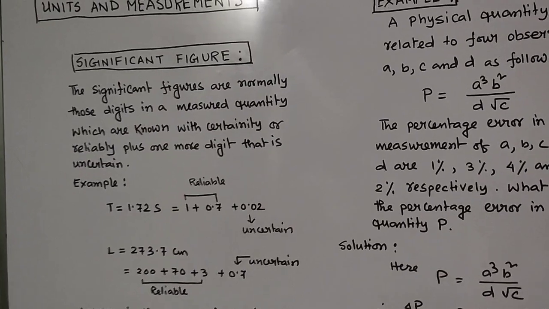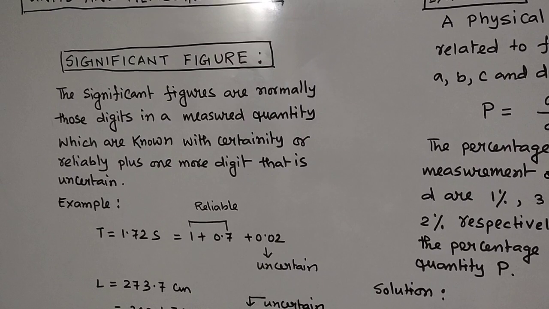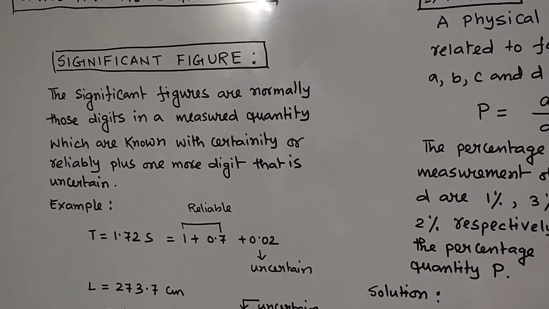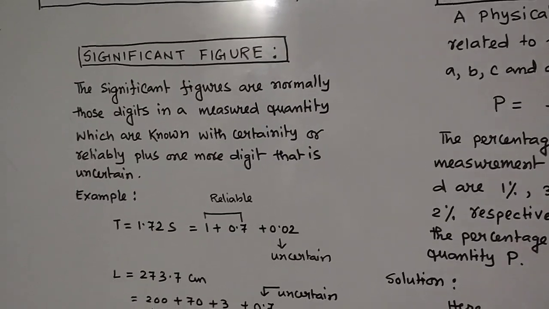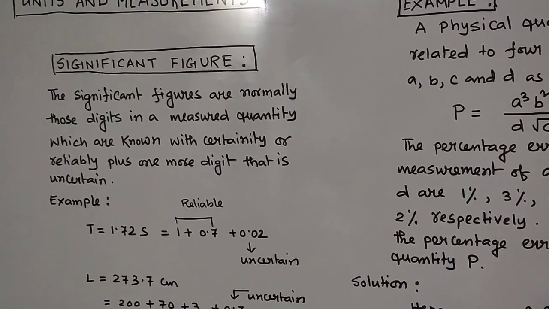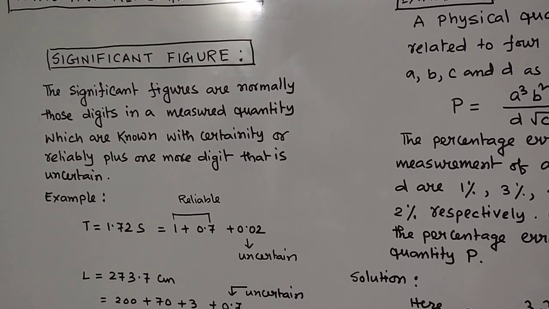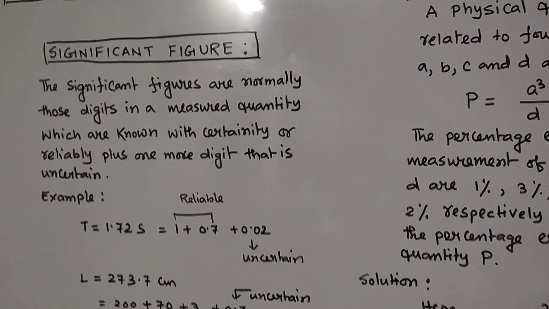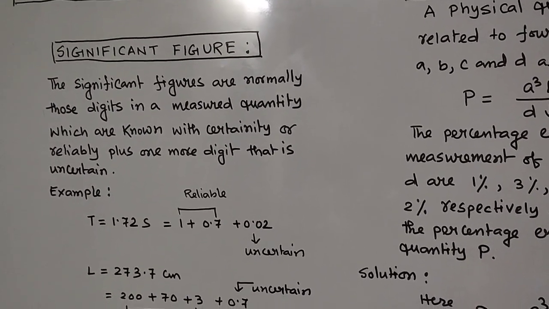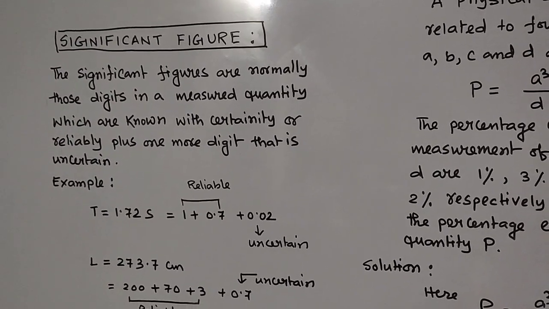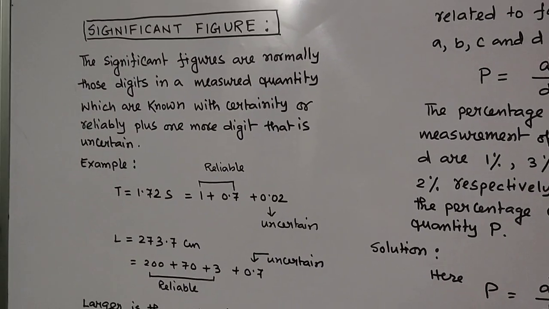Now the next topic we are going to discuss is significant figures. Already you have gone through this topic in chemistry class, so we are trying to brief it. Now it's very simple. So let me read out what we have written. The significant figures are normally those digits in a measured quantity which are known with certainty, or reliably, plus one more digit that is uncertain. So significant figure is nothing but a combination of certain and uncertain digits.